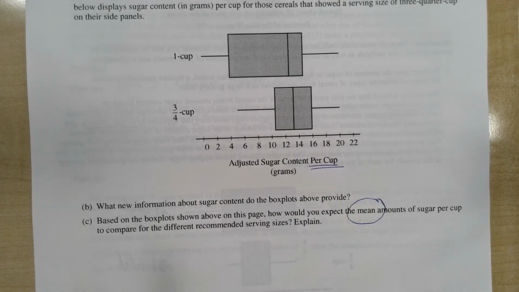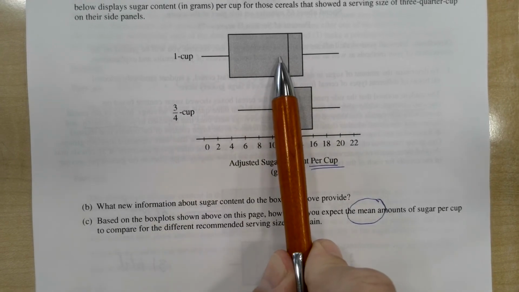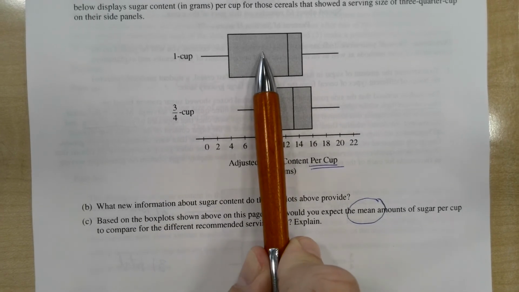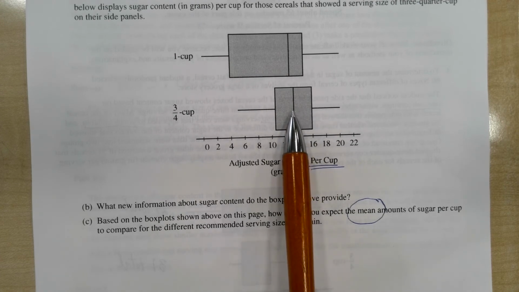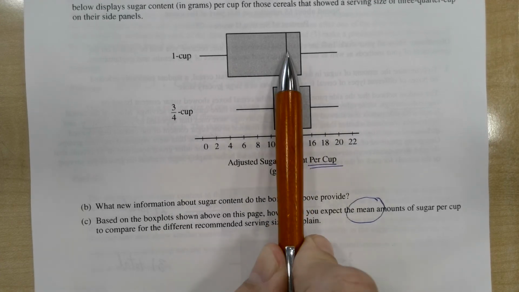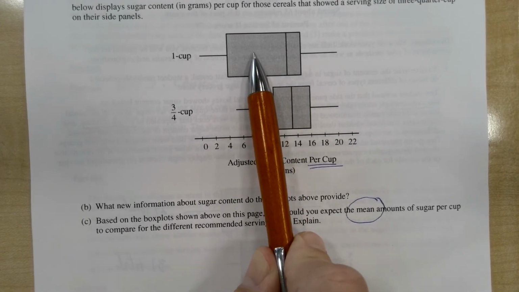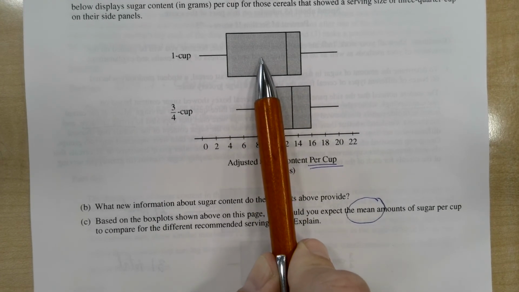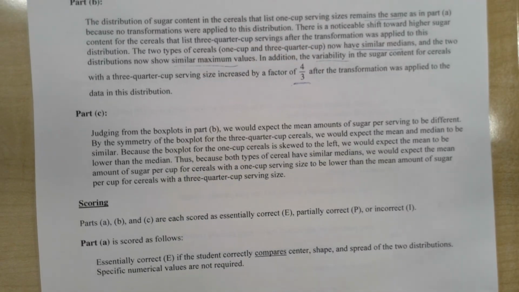Okay, so they want you to say like, well, I know the mean of the 1 cup serving size cereals is going to be less than the mean of the 3/4 cup serving cereals because this mean and median will be close because it's symmetric, where this mean will be pulled closer to the smaller numbers because it's skewed to the smaller numbers. Okay, so that's what they're looking for. And let's see what they kind of have here.